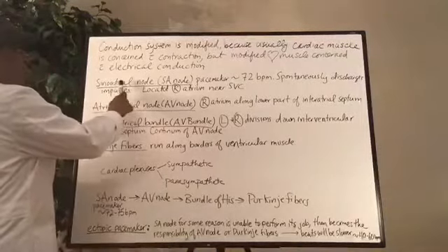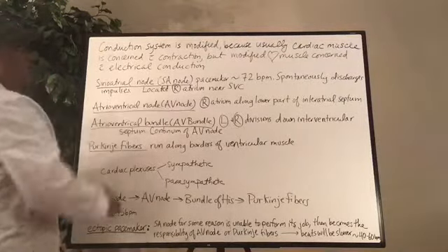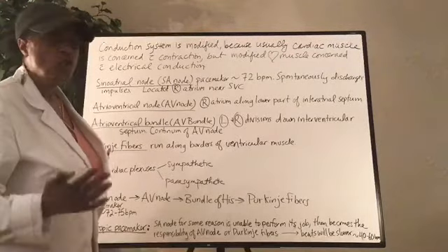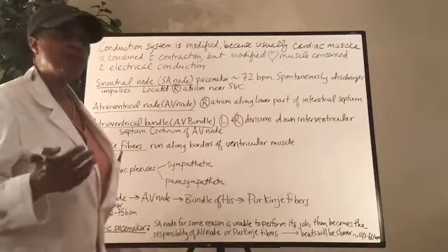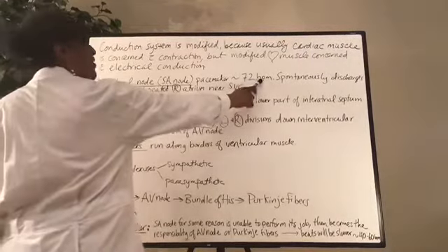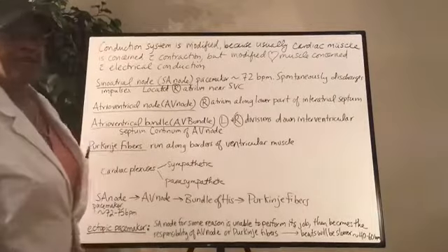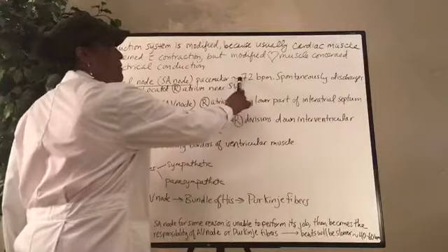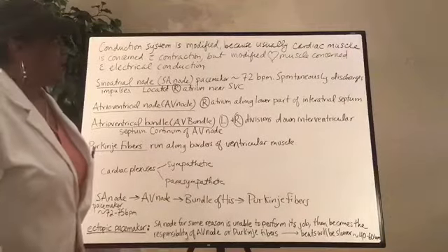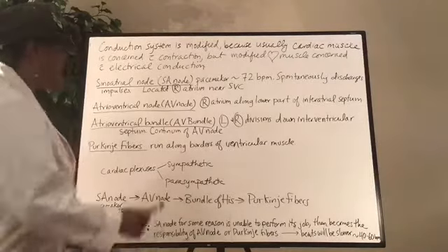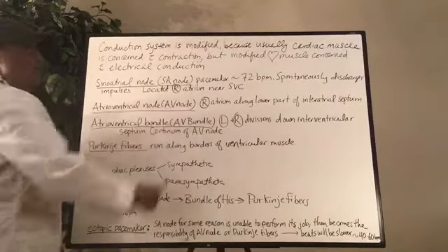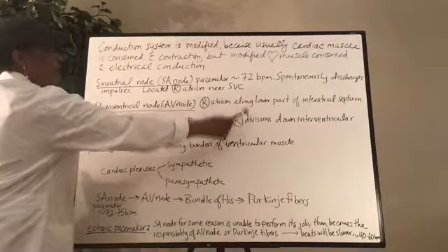The sinoatrial node is also known as the SA node. This happens to be the pacemaker for the heart. Usually our heart at resting beats between 72 to 75 beats per minute, BPM. This little squiggly line means approximately 72 beats per minute, but we'll say 72 to 75. It spontaneously discharges impulses. The sinoatrial node is located in the right atrium near the superior vena cava.